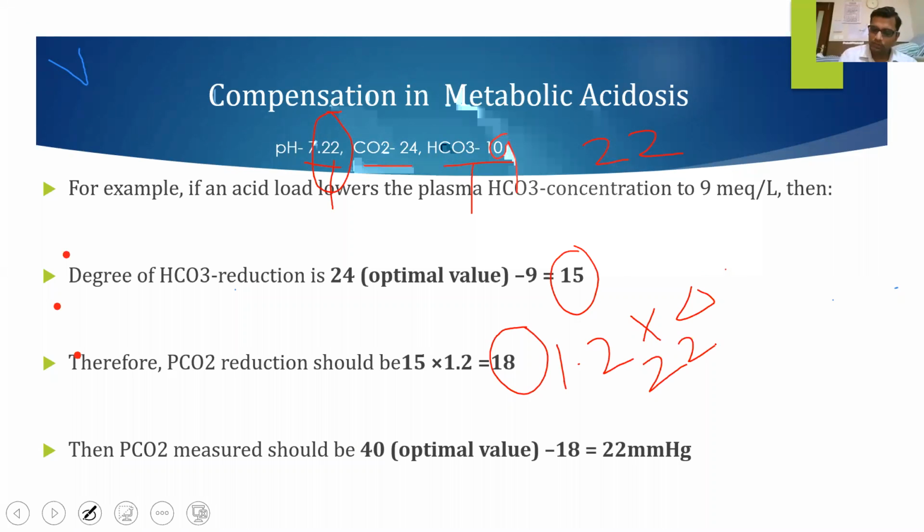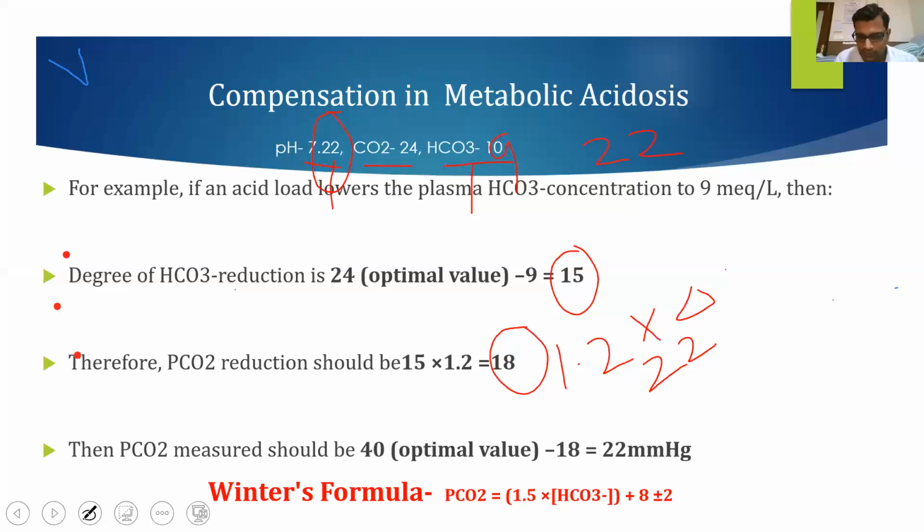Now, the familiar method is what we call Winter's formula. Again, the PCO2 will be 1.5 into bicarb plus 8, plus or minus 2. That will be 1.5 into 9, that is 13.5, plus 8, that is 21.5, plus or minus 2. So roughly the same. So we can calculate compensation in metabolic acidosis by all these three ways. You have to remember this: there are many formulas related to ABG, but I think the only formula you need to remember is this formula.